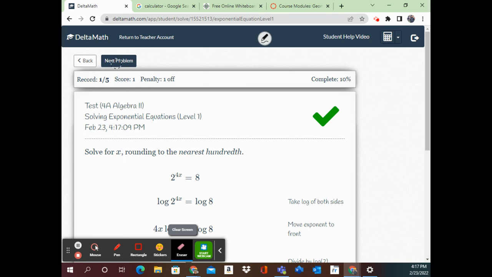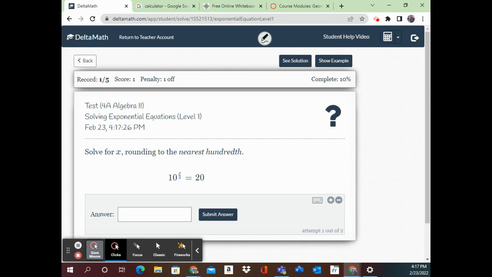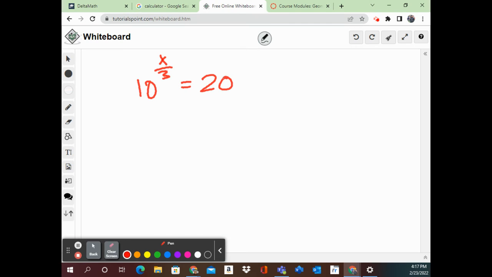All right. So now let's approach another problem here. What we have on the screen is 10 to the x over 3 equal to 20. Now I can make these the same base, right? But I don't want to. I want to learn how to do logarithms, right?